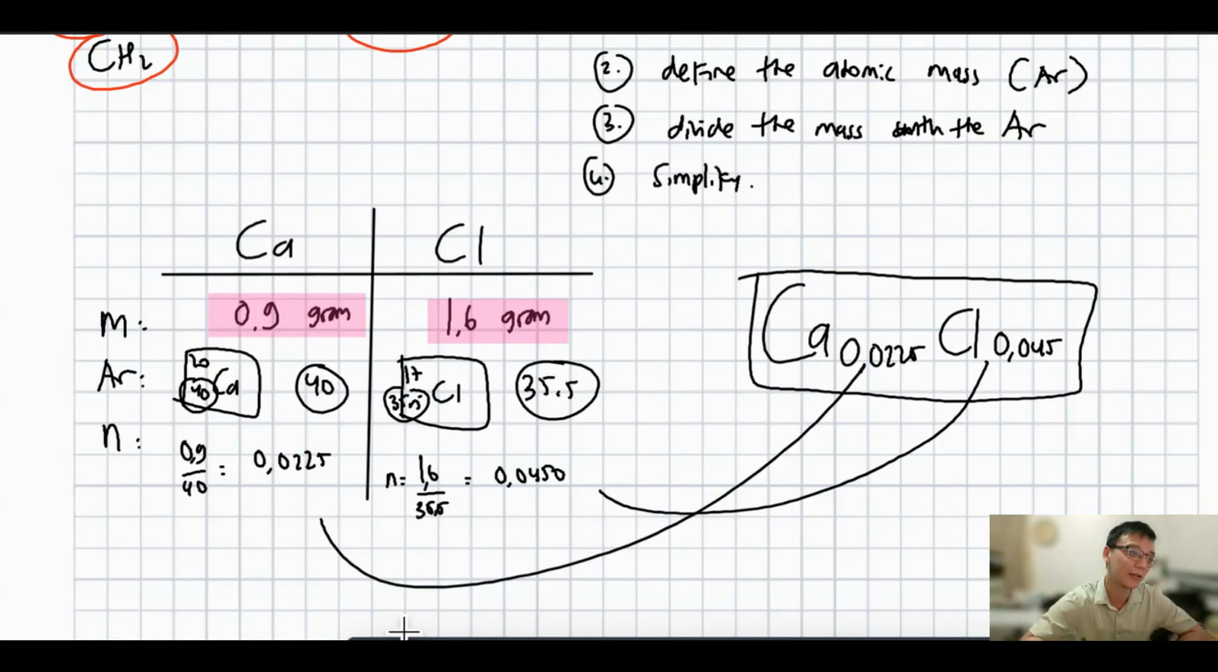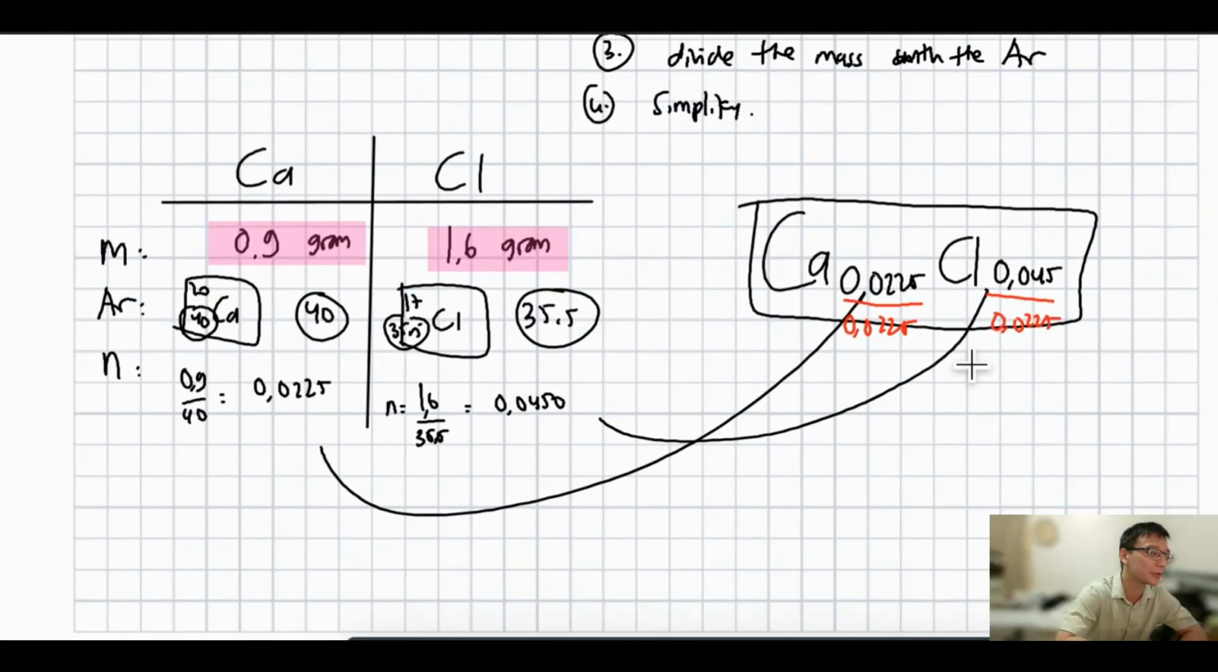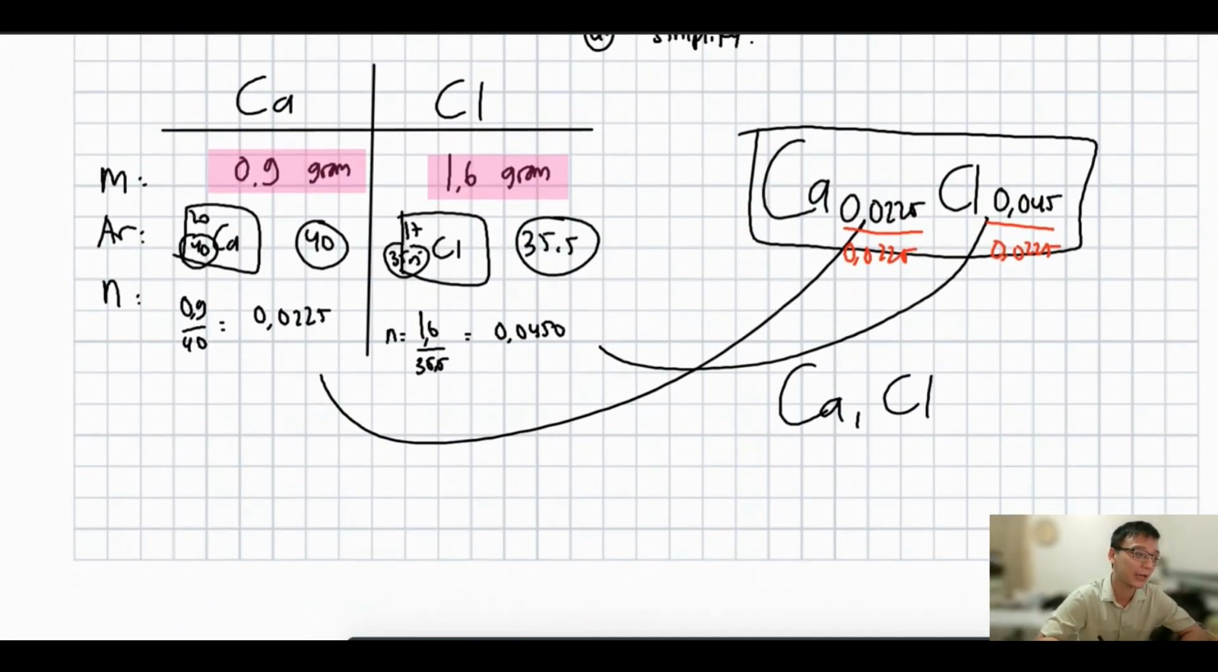This is the empirical formula or the simplest form so far. But it's not a whole number. Imagine if you go to a shop and you're trying to buy this kind of thing and then you mention it to the employee. I think they would be confused. So that is why if we see such a number, because the number is not even, let's try to divide with the smallest number. So 0.0225 divided by 0.0225 becomes 1, and 0.045 divided by 0.0225 becomes 2.